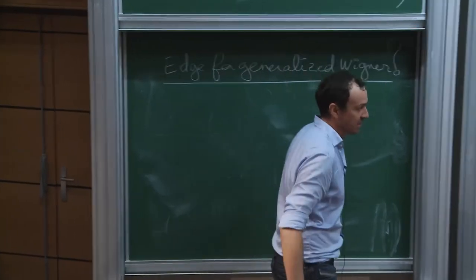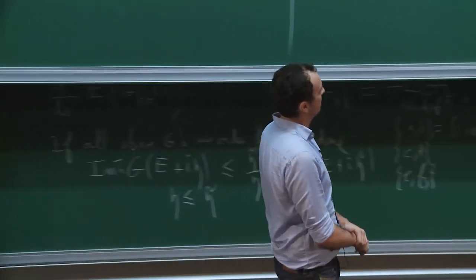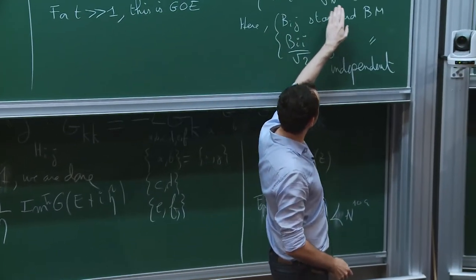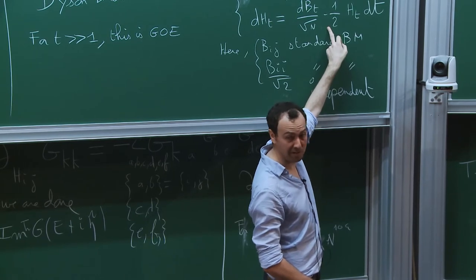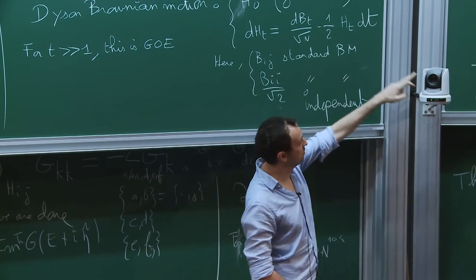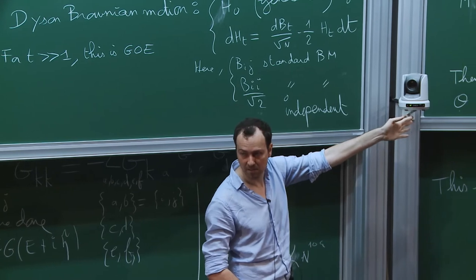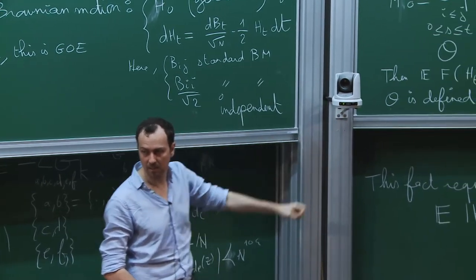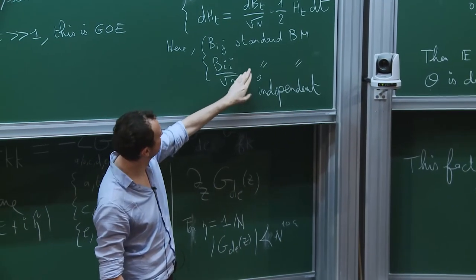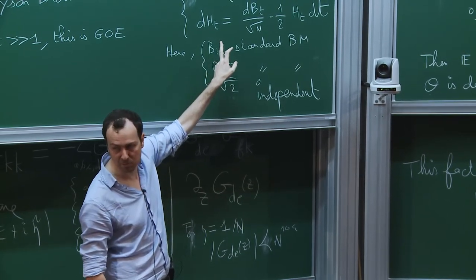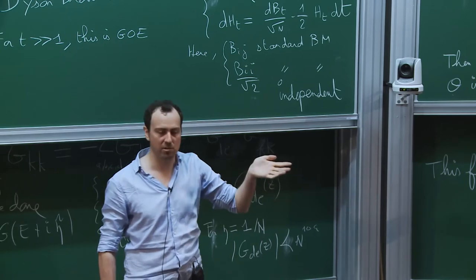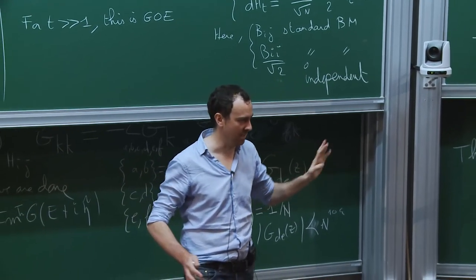So what about generalized Wigner? Now, I'm considering these dynamics here. Why did I consider the dynamics? Because it preserves the variance. And when I do this lemma, I need the variance to be constant. Because remember, my H0 is Wigner, so the variance is 1 over n from the starting point. Now, if I start with generalized Wigner, I have a problem. I cannot apply the lemma.